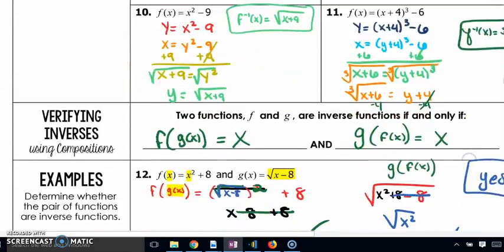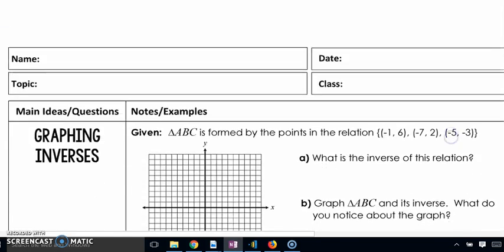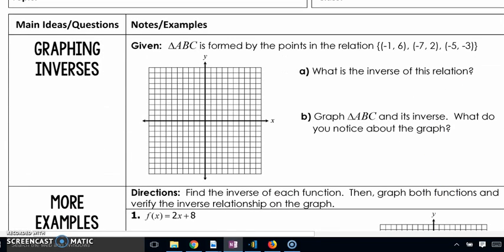Okay, and then we did some of these in class. We did some of these, and this is what we did not go over specifically unless you are in B-Day. So triangle ABC is formed by the points of the relation -1, 6, -7, 2, and -5, -3. What is the inverse of this relation? Well, earlier we just learned that you find the inverse by switching x and y.